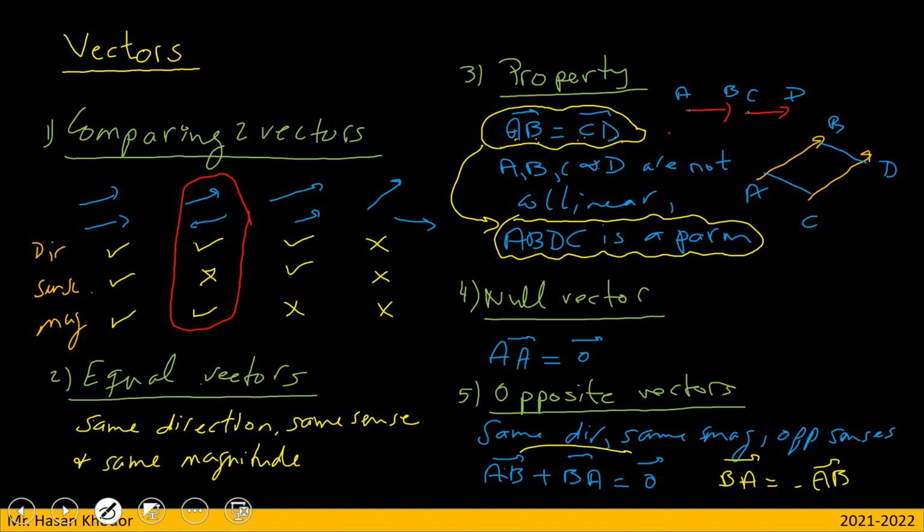Also, we have to recognize or recall the meaning of a unit vector. What do we mean by unit vector? So this is number 6, unit vector. A unit vector is every vector whose magnitude is equal to 1 unit. A vector is said to be a unit vector when the magnitude of the vector is 1 unit.